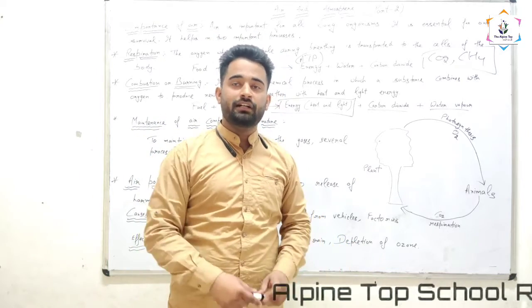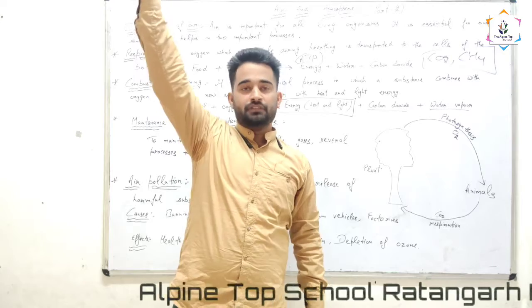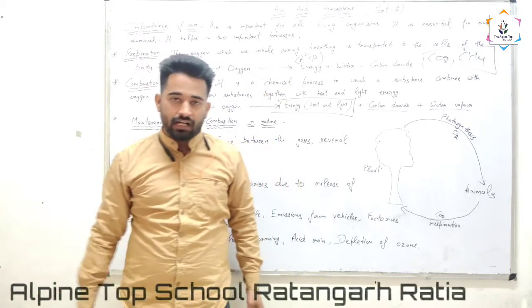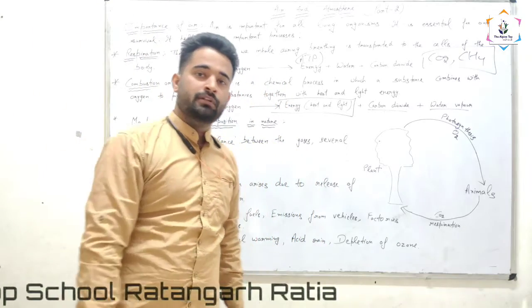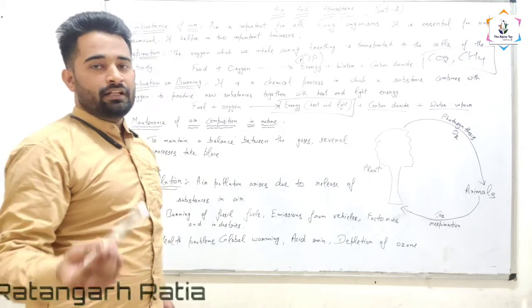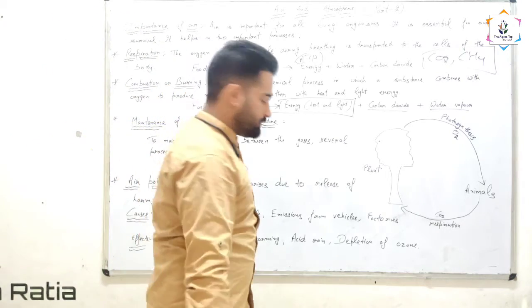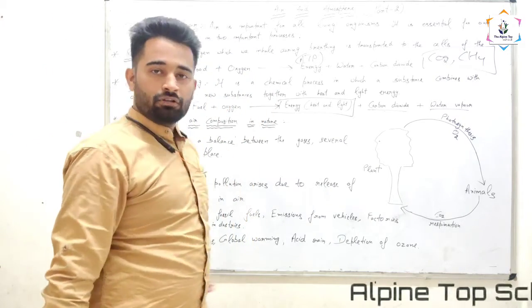What is the ozone layer? The ozone layer is spread in the upper atmosphere. It prevents the harmful rays of the sun from coming down to the earth. That is the function of the ozone layer. These are the effects of air pollution.